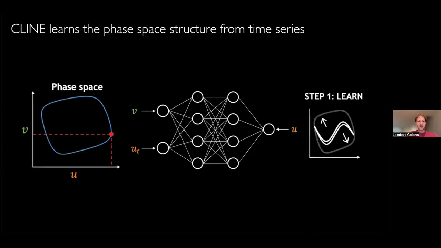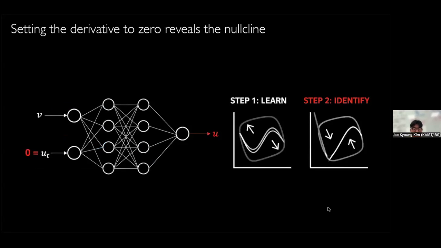Here's the key trick. Instead of fitting derivatives directly, we train a neural network to learn the inverse relationship between variables. You give v and the derivative of u as inputs, and you train it to output u. And so the network learns the full input-output mapping from the data, and that's the first step, to learn the relationship between the variables and their rates of change across the phase space visited by the trajectory of the limit cycle.